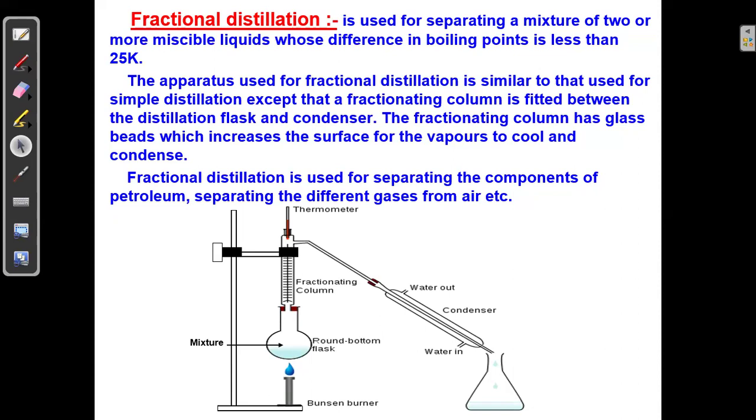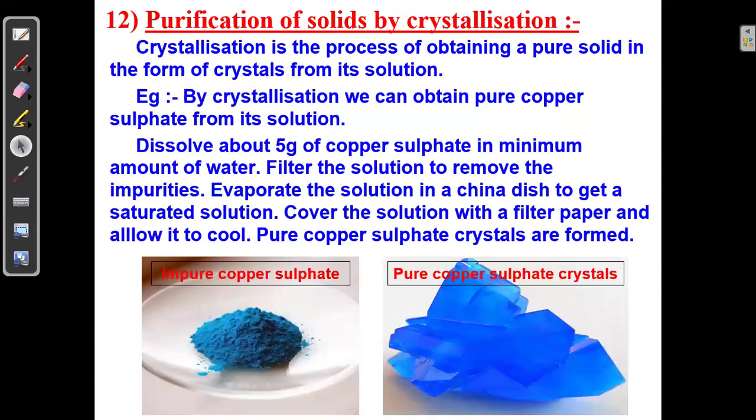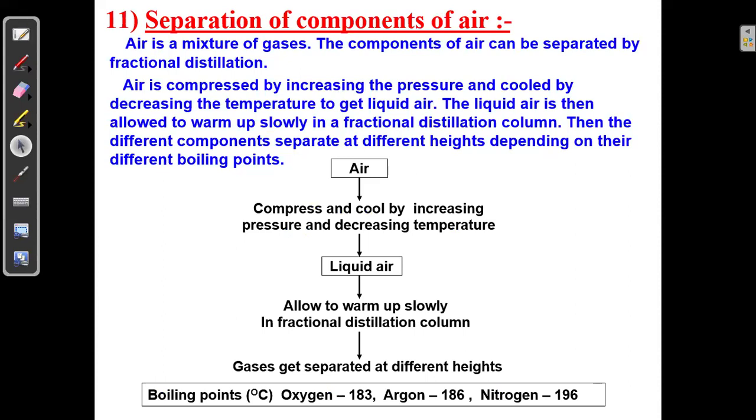Fine. So fractional distillation we have done. The next thing we were discussing was the separation of components of air. First the air is collected, compressed and cooled by increasing pressure and decreasing temperature. Then you have liquid air. Liquid air is allowed to warm slowly, so that different substances can be obtained one by one. Oxygen will be obtained at minus 183 degrees centigrade, argon at minus 186 degrees, whereas nitrogen will be obtained at minus 196.